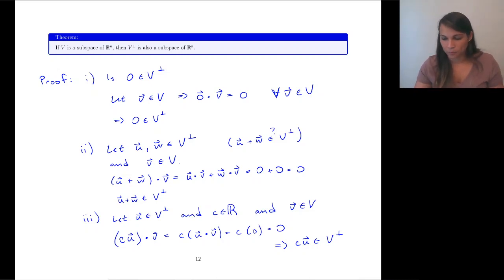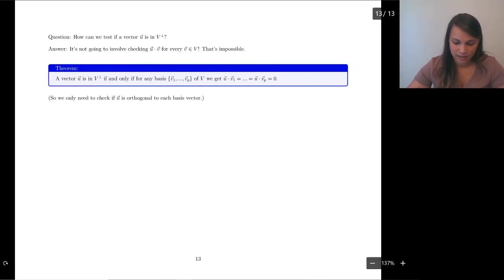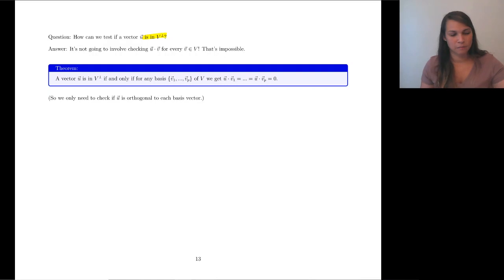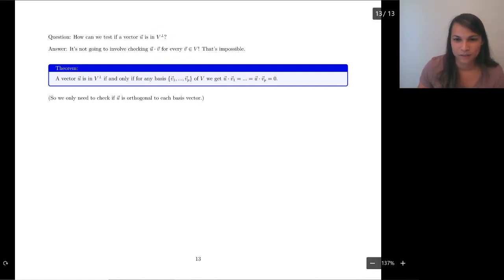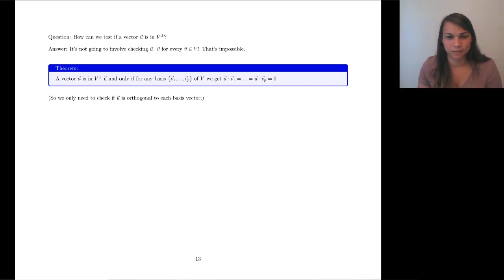All right, we're winding down. We're getting close. So, question, how can we test if a vector u is in V perp? Like, beyond this, what if we have a more specific example? Do we go through and just try it with every single vector? Absolutely not. That's impossible, because if we check it for every v in a subspace, that's too many vectors. That's infinitely many, because you have infinitely many linear combinations. So that's not the answer.